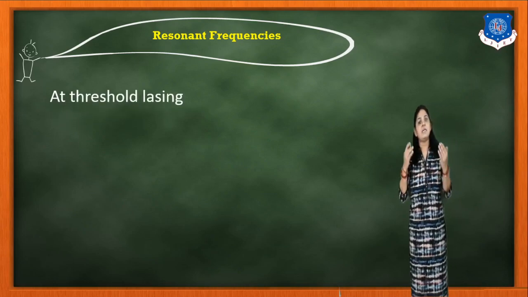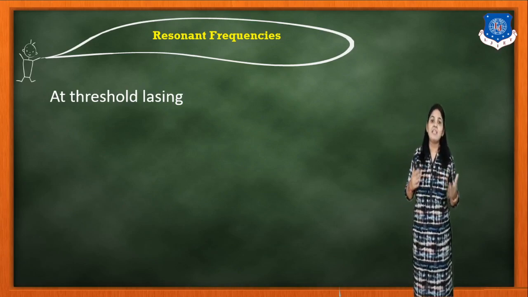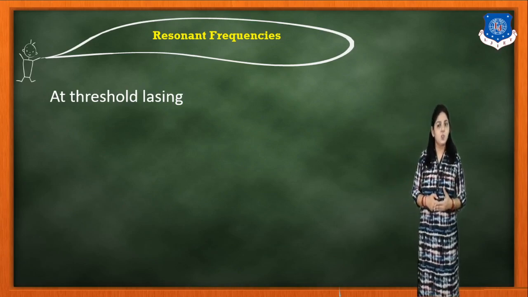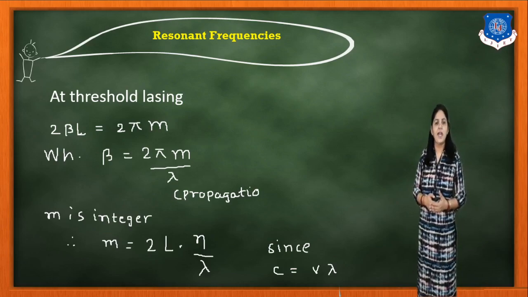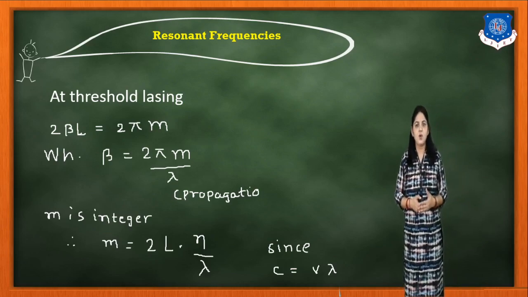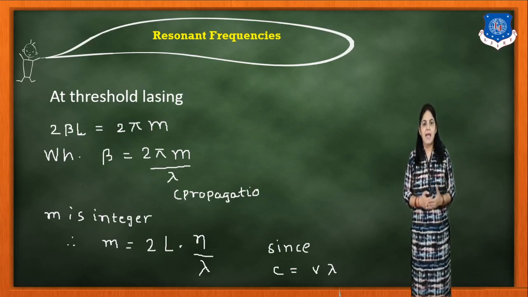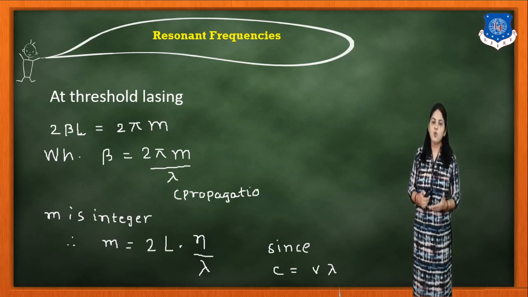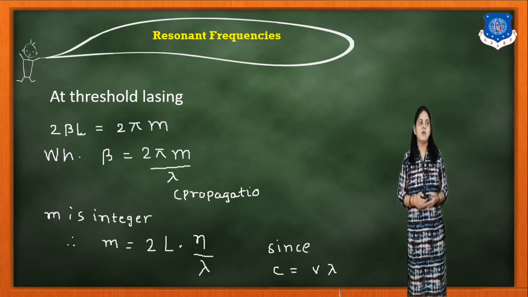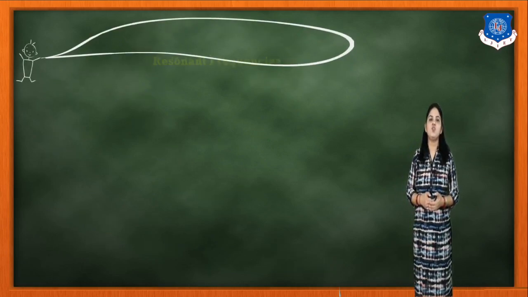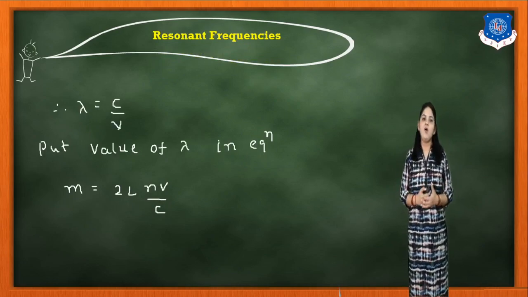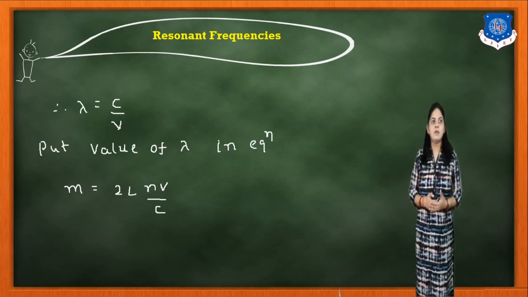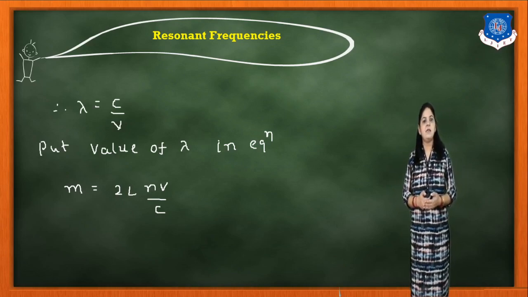Now the next is the resonance frequency. The frequency at which the device resonates is referred to as the resonant frequency. At the threshold, 2 beta L is equal to 2 pi m, where beta is equal to 2 pi n upon lambda, and m is an integer. So m is equal to 2 L n upon lambda. Since C is equal to V into lambda, lambda is equal to C upon V.